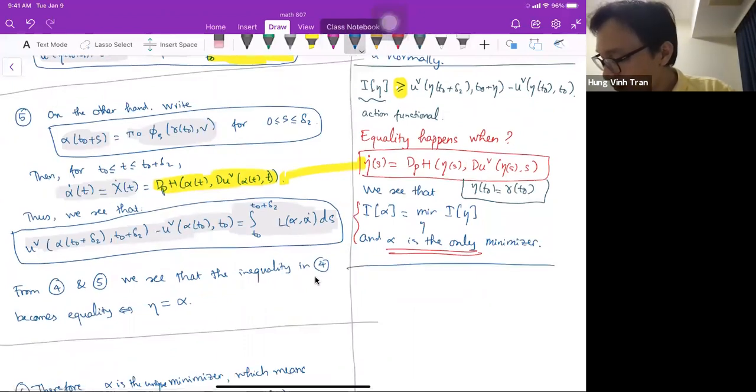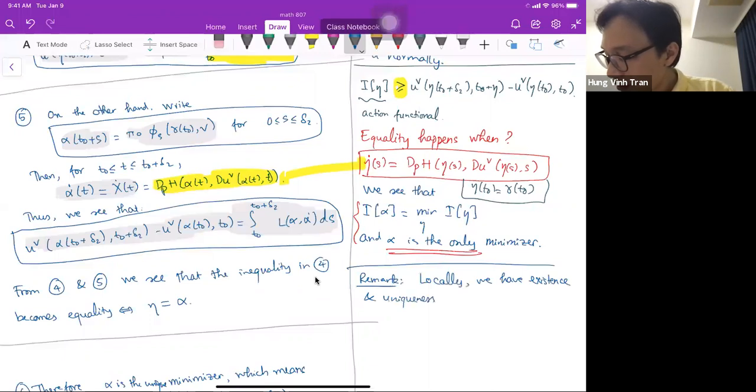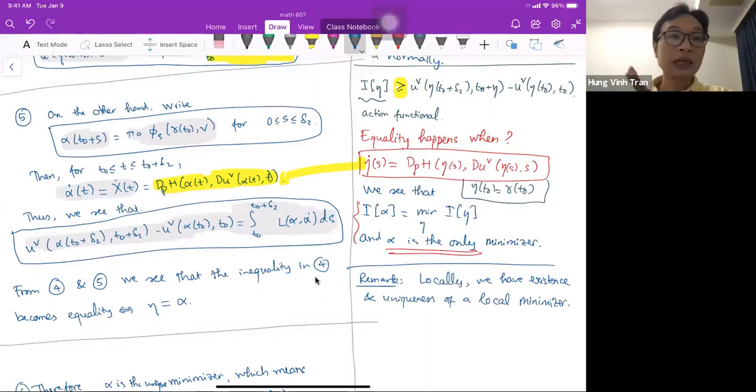Maybe a remark. What is really important here is that locally, once everything is nice, we have existence and uniqueness of a local minimizer. I don't claim anything about uniqueness of a global minimizer from A to B, right? That is a tricky problem.